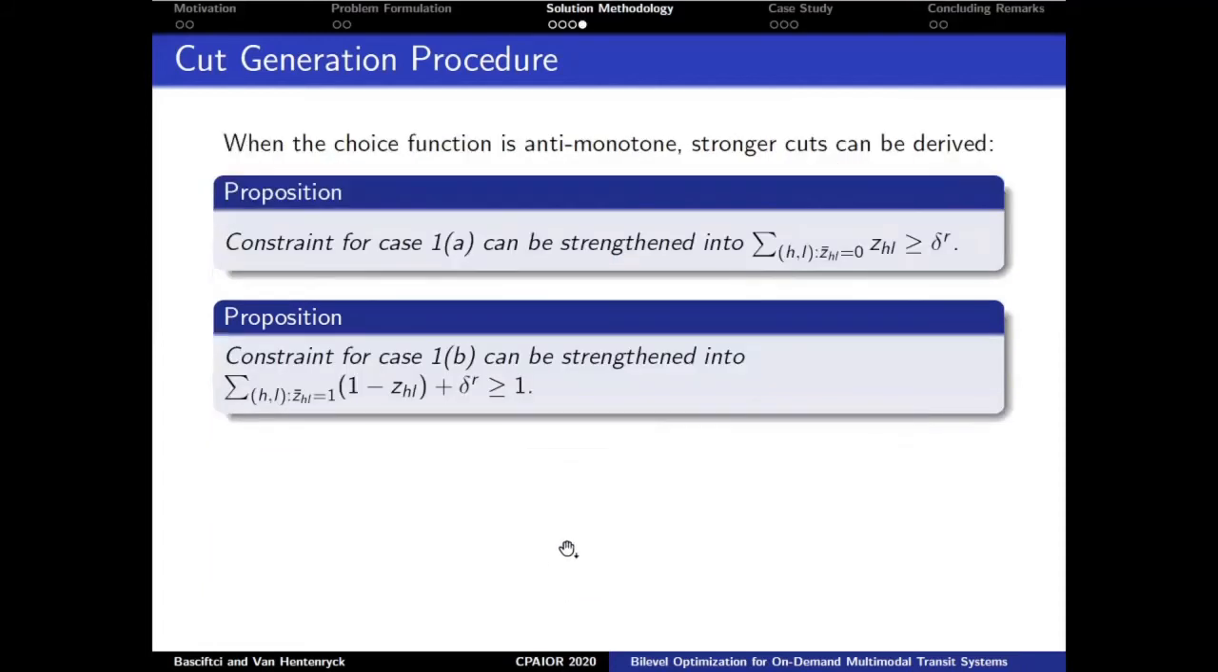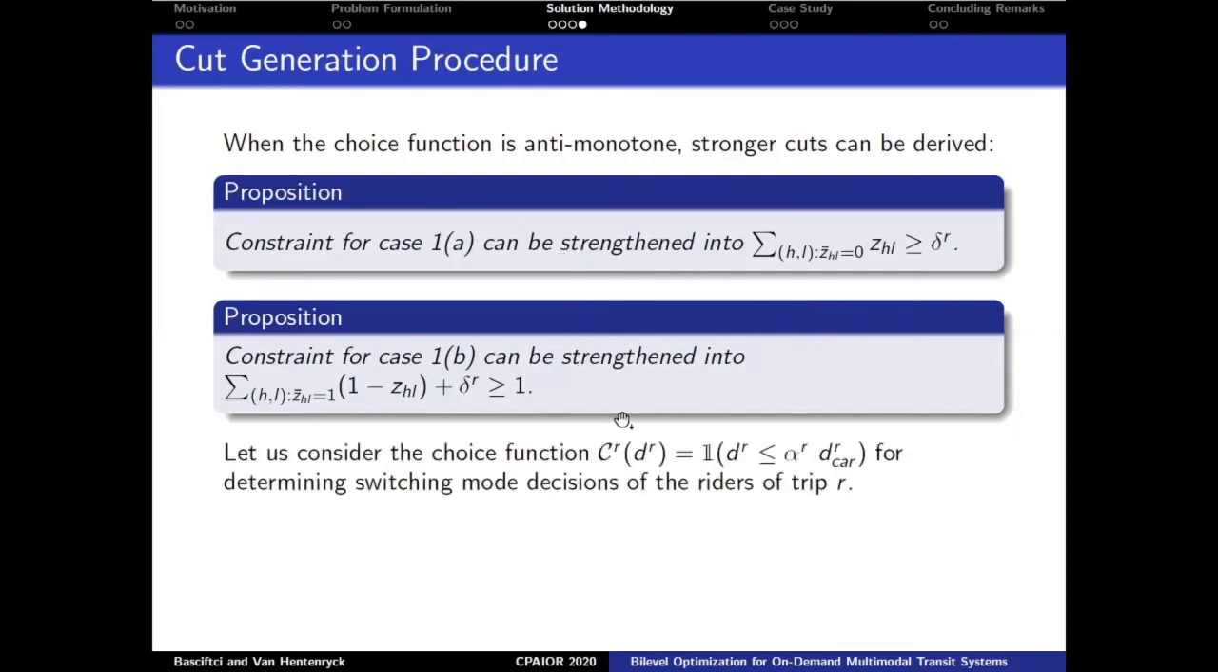So, when the choice function is anti-monotone, then stronger cuts can be derived, as we will observe that although we have different Z solutions, the shortest path value will change in such a way that the user choice will remain the same. So which is why we can obtain stronger cuts for these two cases, for case 1a and case 1b, as follows.